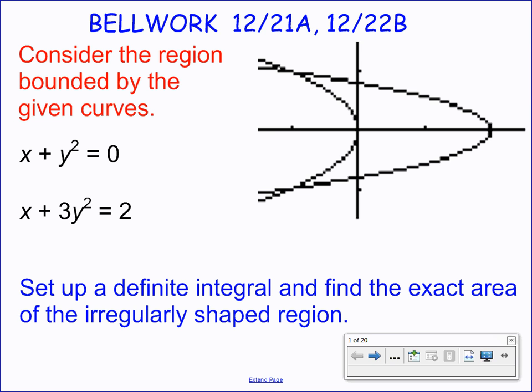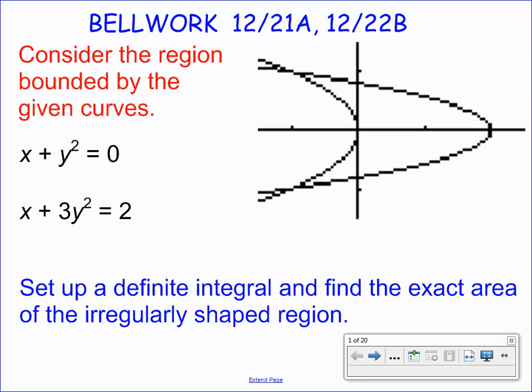The same concepts that we've been using to find the exact area of an irregular shaped region using definite intervals is now going to be extended in order to find the volume of irregular shapes. And so that's where we're headed today. Let's go ahead and take a look at our Bellwork today.